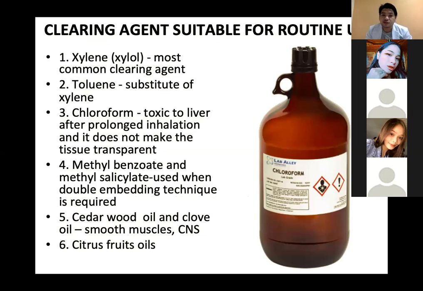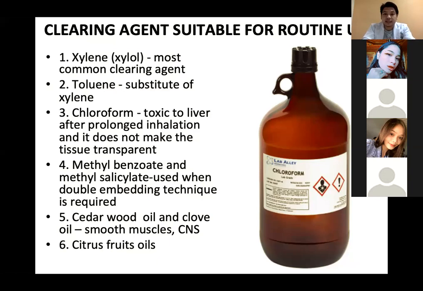So what is the most common clearing agent? So we have xylene, also known as xylol. Other substitutes for xylene, we have toluene, chloroform, but chloroform is seldom used because of its toxicity. It can damage the liver after prolonged inhalation. Next is methyl benzoate and methyl salicylate, used when double embedding technique is required. Double embedding, class, will be discussed later on sa ating embedding. Okay? And then cedarwood oil and clove oil for smooth muscles and CNS. Also, we use citrus fruits oil.